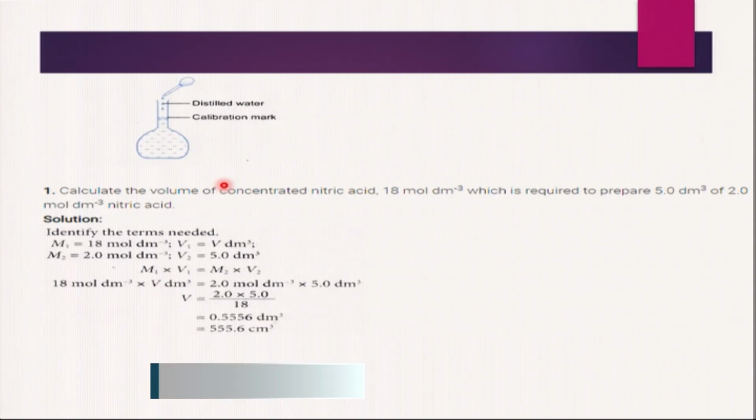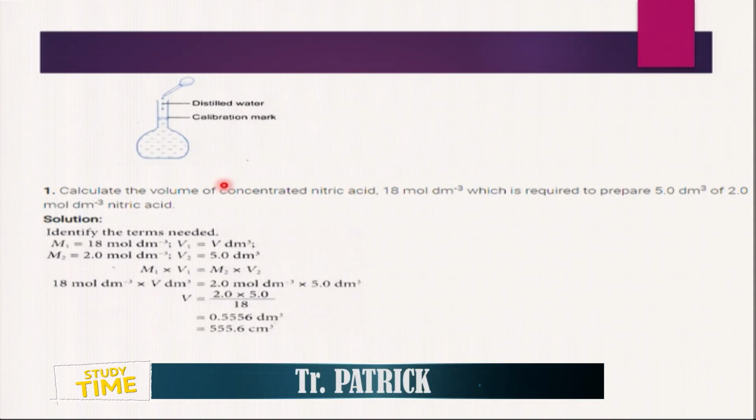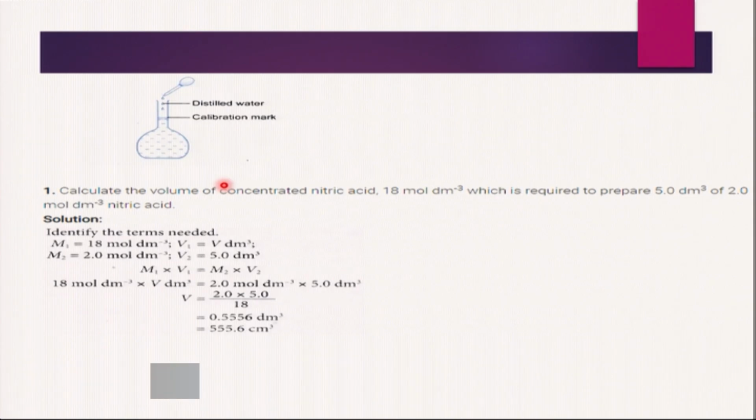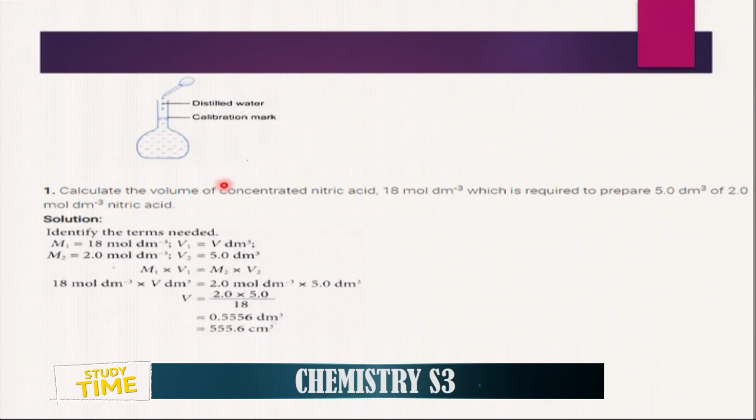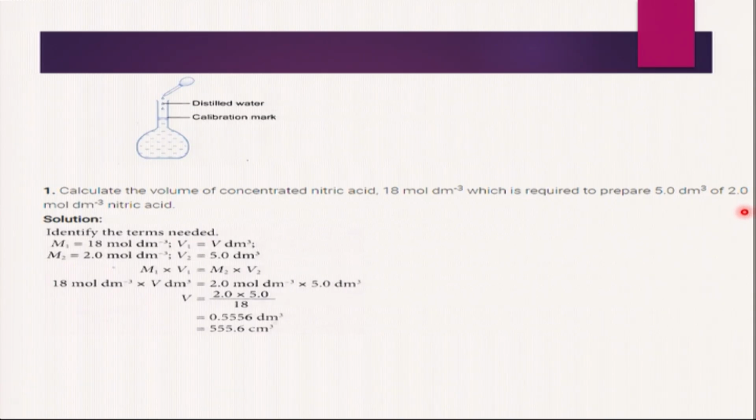Calculate the volume of the concentrated nitric acid. So we are using the same method. 18 moles per decimeter cubed, which is required to prepare 5 decimeter cubed of 2 molar nitric acid.